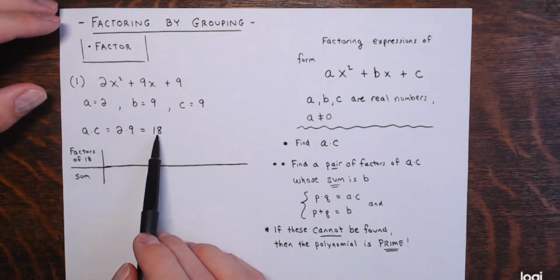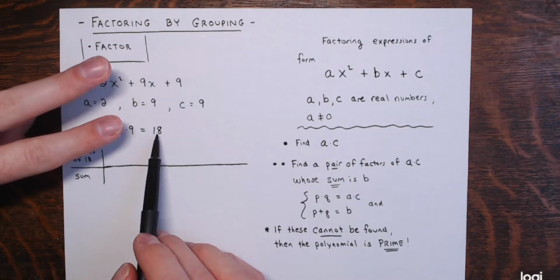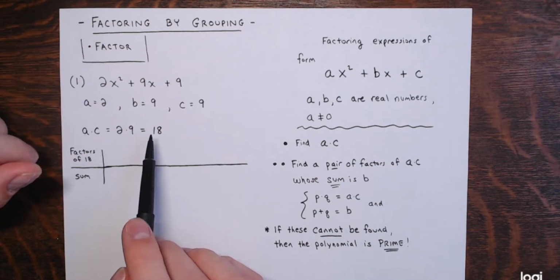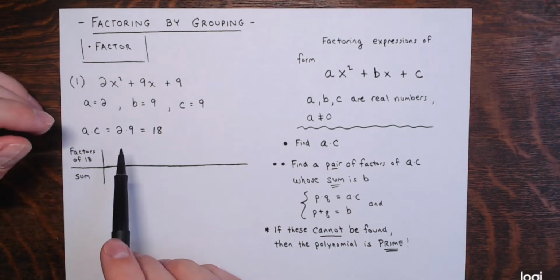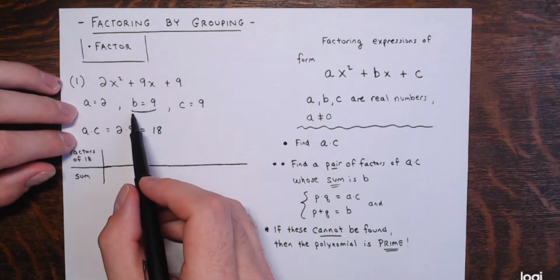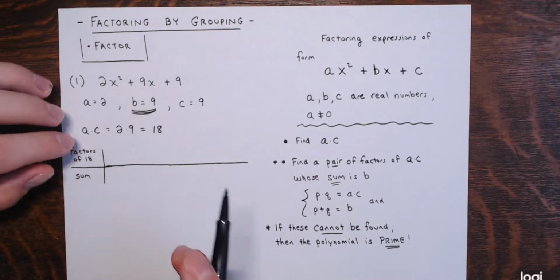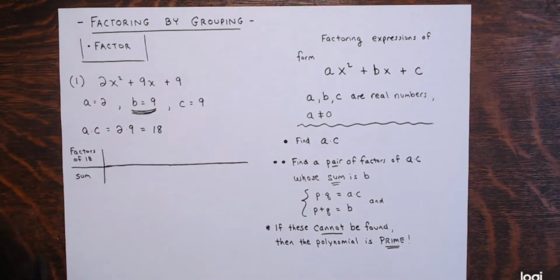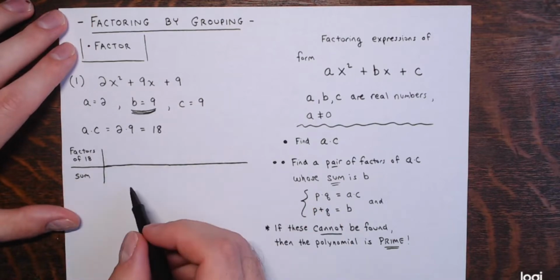18 is positive. So if I'm looking for two factors, they either are both positive or they're both negative, right? Because positive times positive is positive. Negative times negative is also positive. But I want a sum of positive 9. So I need two positive numbers, right? Two negative numbers are going to add up to a negative number. So when I list my pairs of factors, it's just going to be pairs of positive numbers.